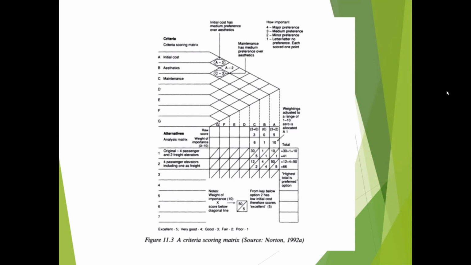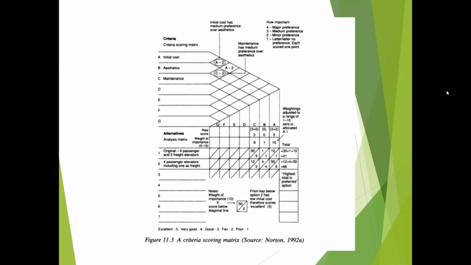So that is A2. A receives 2. And there is a C3. 3 is for medium preference. C3 means maintenance is medium preferred over aesthetic. Why? Because C3 is representing the comparison of C and B.